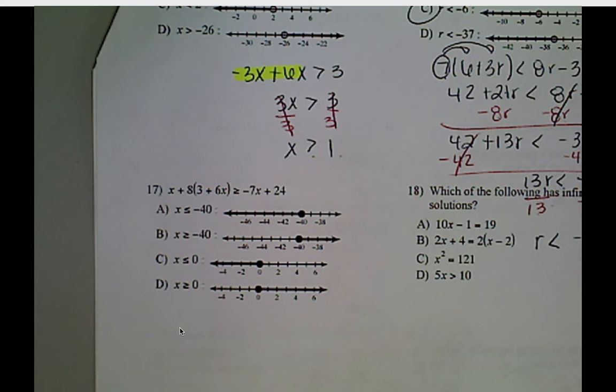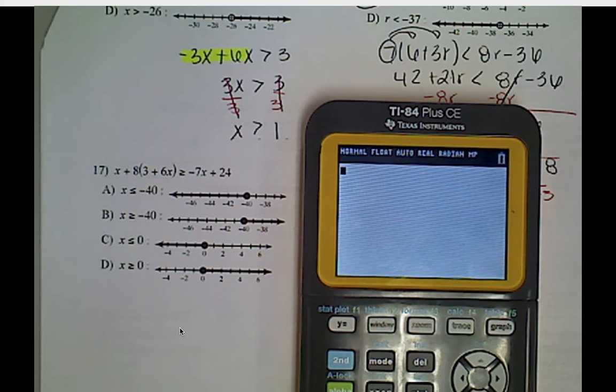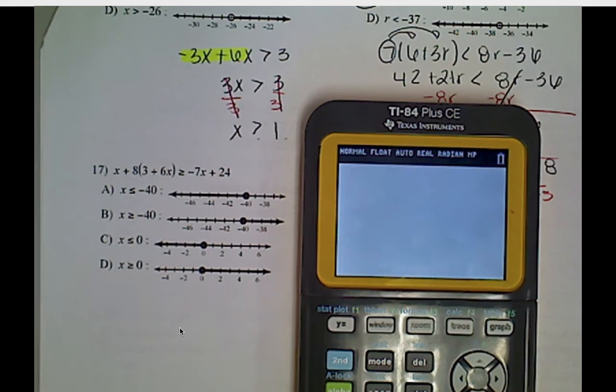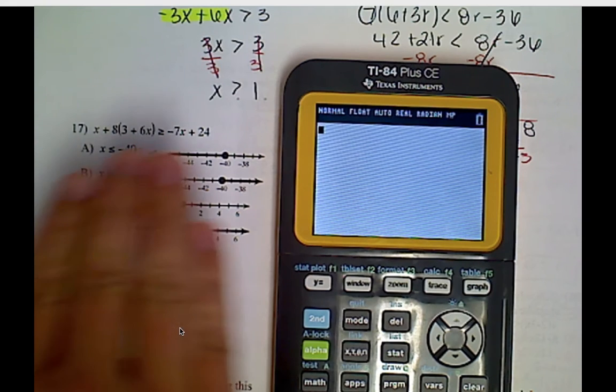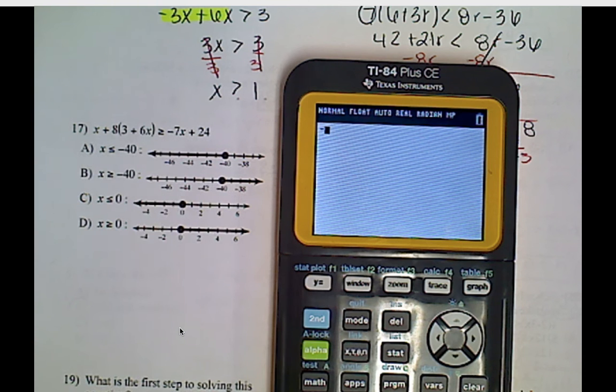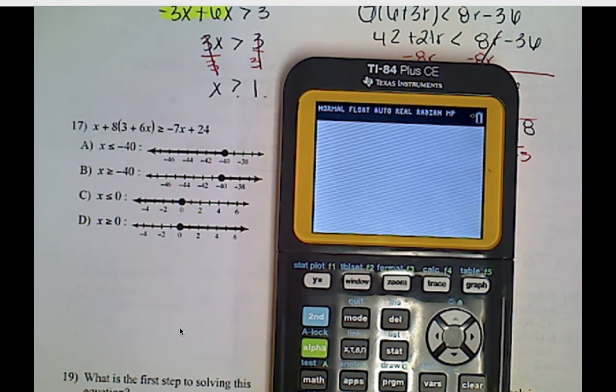Okay, number 17. This one, I'm just going to show you how to do it if, let's just say, you really don't want to work it out and you want to just do it all off your calculator. Now these pieces right here, that starting point, remember that's what we call our target. So I want to see if negative 40 or 0 is where I'm going to start my number line. So if I substitute it back in the problem, I should get something equals itself. So let's try negative 40 first, because that's just the A answer.